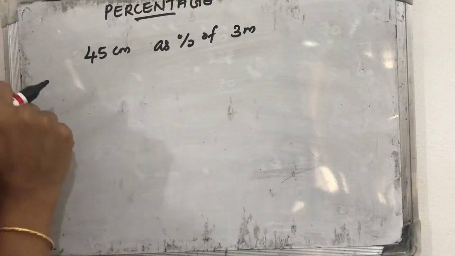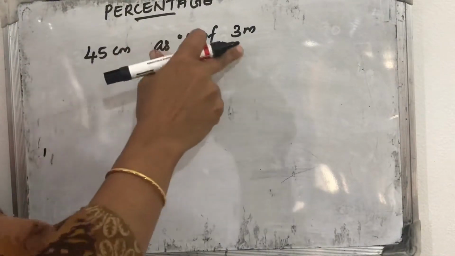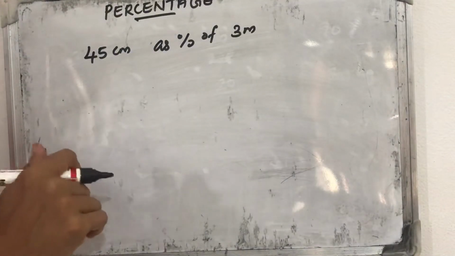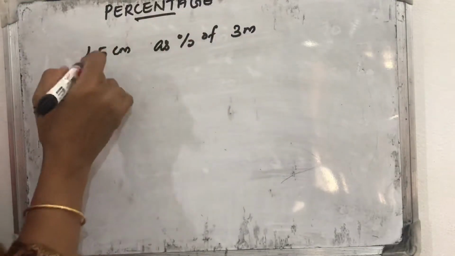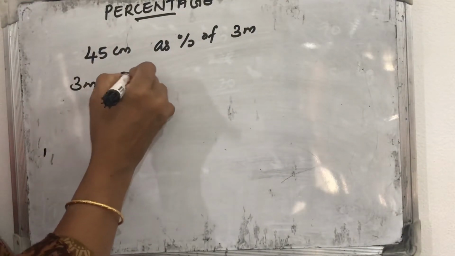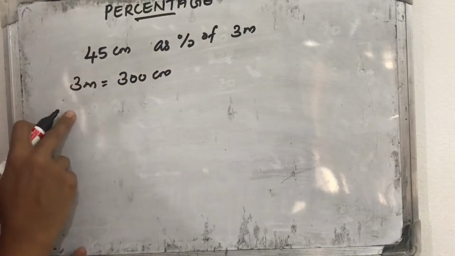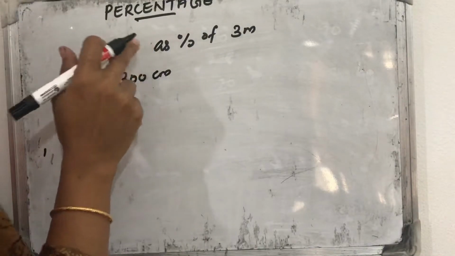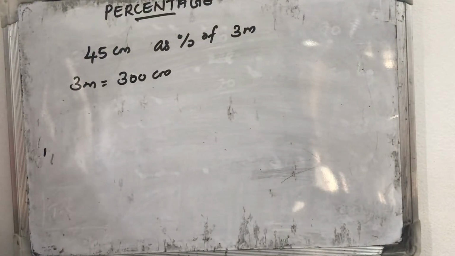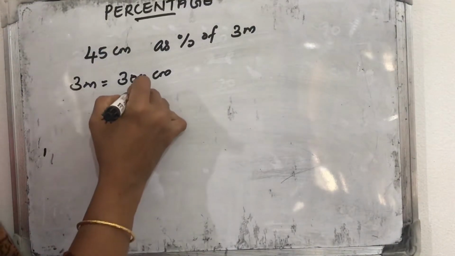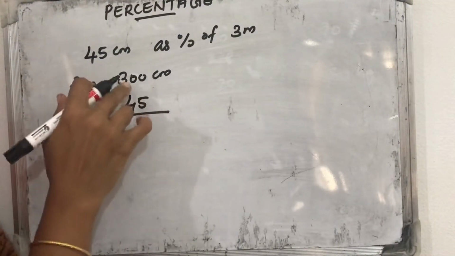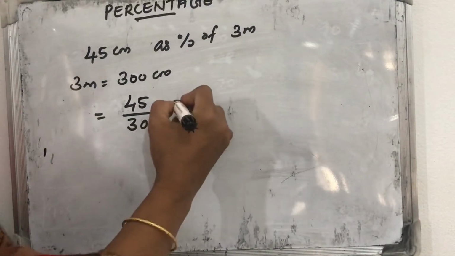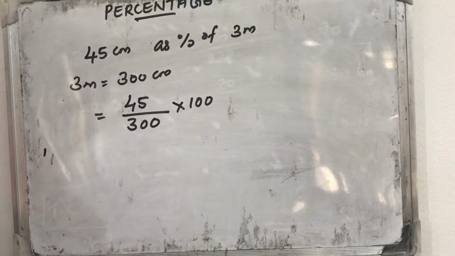Here one thing we want to take care of: one quantity is in centimeter and the second quantity is given in meter. So first we want to make them the same unit. 3 meter equals 300 centimeter. So we express 45 centimeter as a percentage of 300 centimeter. We calculate 45, the first quantity, divided by the second quantity, 300 instead of 3 meter, then multiply that with 100. This way we can calculate.